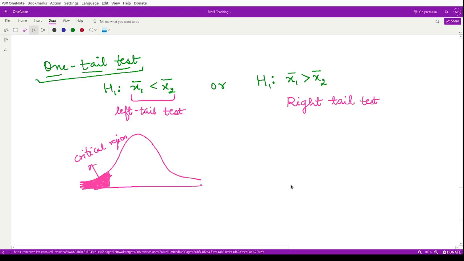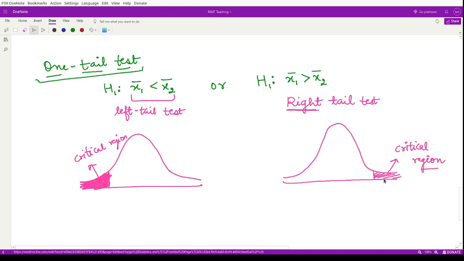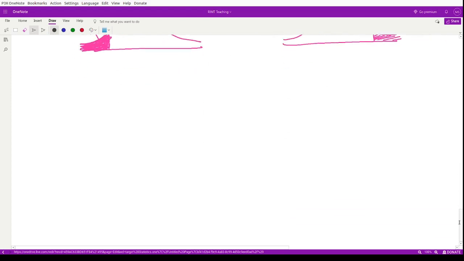In this case, your critical region would lie to the right side of the distribution. Say this is your line corresponding to the tabulated value. Whatever is the region to the right of this line would be your critical region. In this case, the tail of the distribution lies to the right side, therefore this is a right tail test. Next, we may require one more thing, which is known as the degree of freedom.